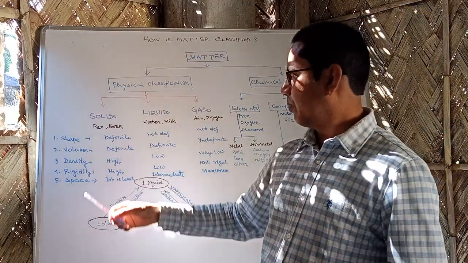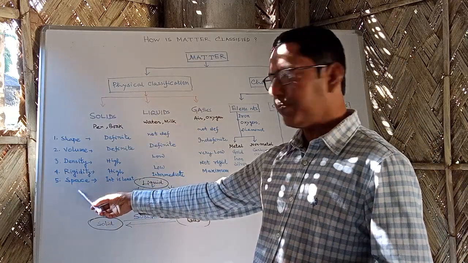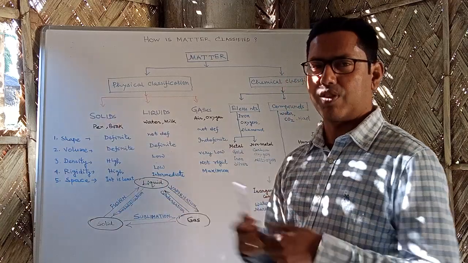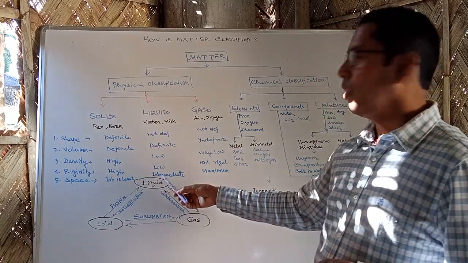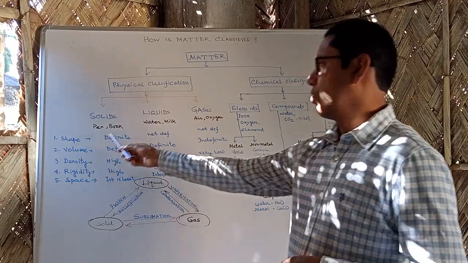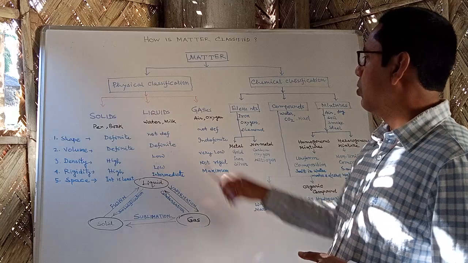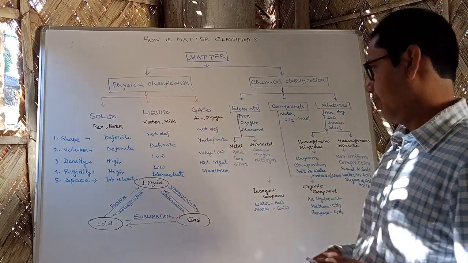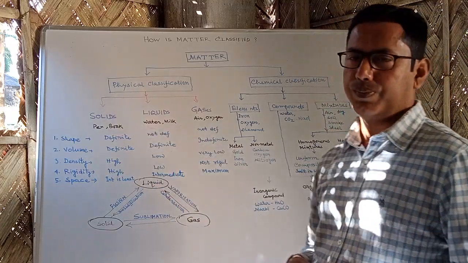Then space. According to space, what is their difference? In solid, the intermolecular space is very least. In liquid, the intermolecular space is between that of solid and gas, that means intermediate. So these are the different properties of matter, and we can differentiate each other with these properties.